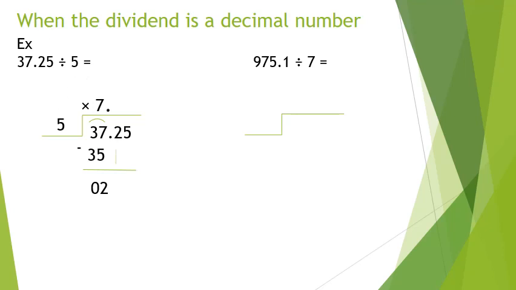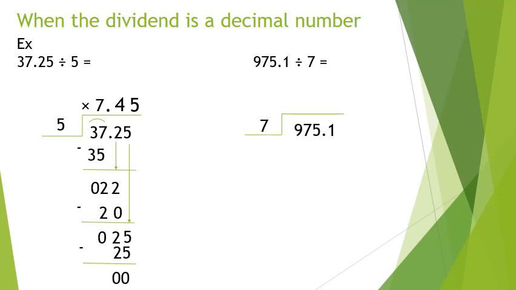Then we continue. We put the 2 next to the 2, so the number becomes 22. In the multiples of 5, 5 times 4 give us 20. When we subtract, the remainder is 2. The last number is 5. 5 times 5 give us 25. Then the remainder becomes 0.